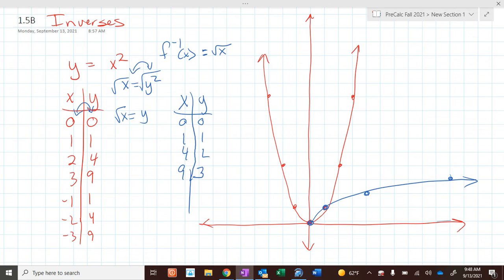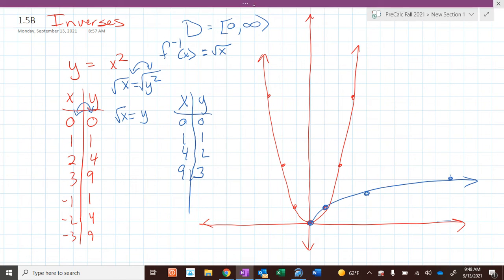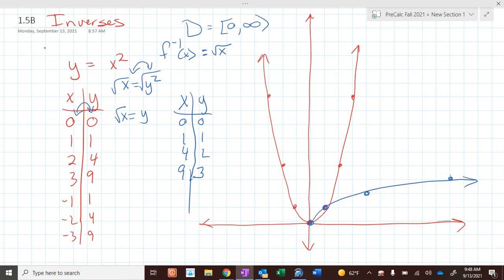So the domain of this is basically 0 to infinity, okay? The domain of this is negative infinity to infinity. So let's change back to red. Negative infinity to infinity. So their domains are slightly different by what you can use, okay?